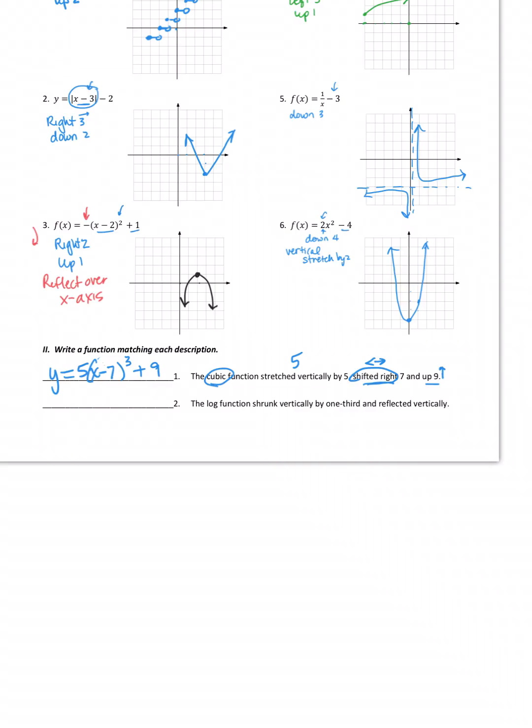Now the log function shrunk vertically by 1/3. So that means there's a 1/3 in the front. Reflected vertically, okay? Reflected vertically, that's the same as over the x-axis. So that means there's a negative sign out in the front of the logarithm function. Now, there's also a 1/3. So that's a negative 1/3 log of x. That's what we're looking for, all right?